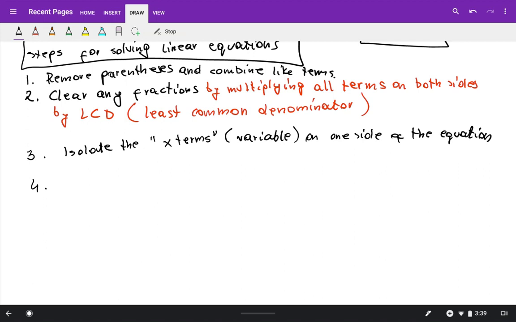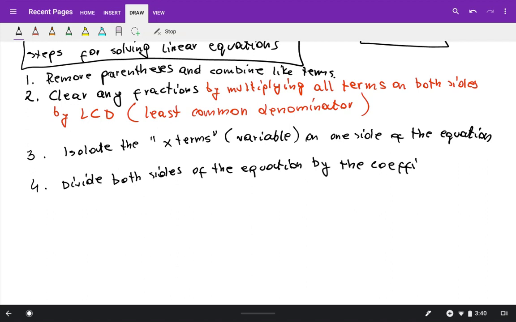Then the next step will be divide both sides of the equation by the coefficient of the variable to solve for x, or any different variable. I'm just going to keep x.